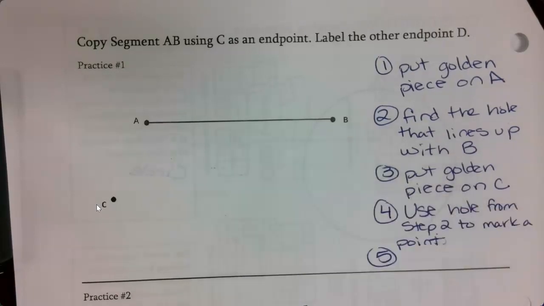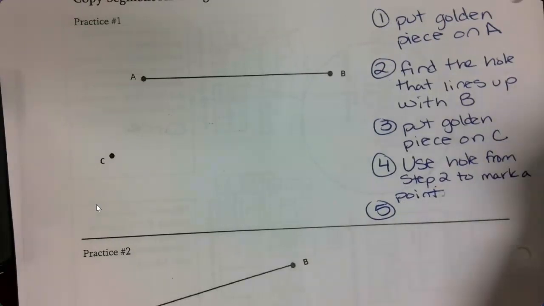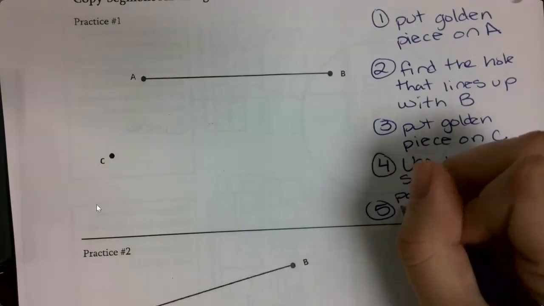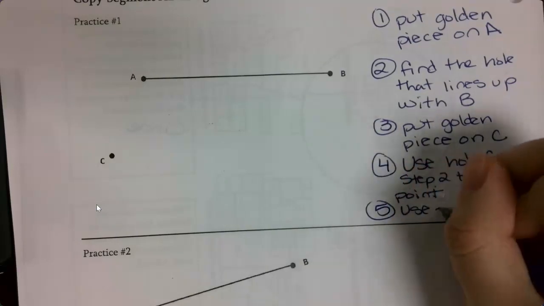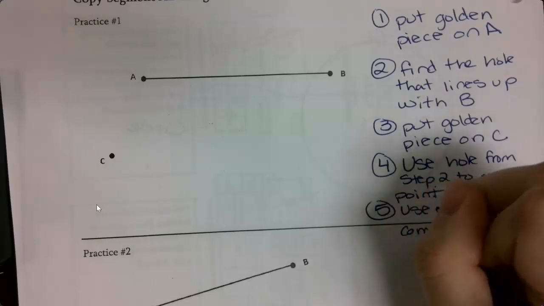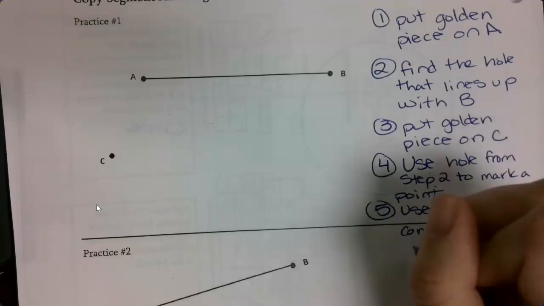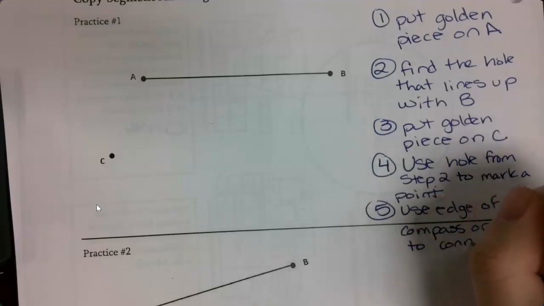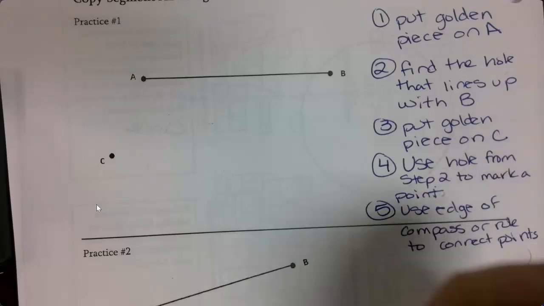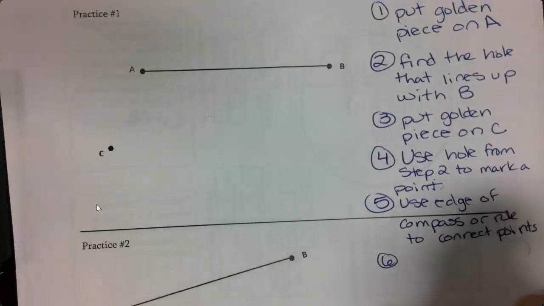And then my last step is, actually there's going to be 2 more steps. Then I'm going to use either the edge of the compass or a ruler to connect the points. And then step 6 is going to be label my new point.